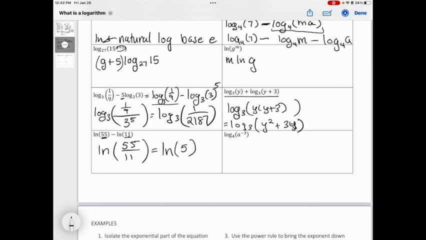Okay, last example here. If we want to expand this, we can use the power rule and bring the -3 down in front.